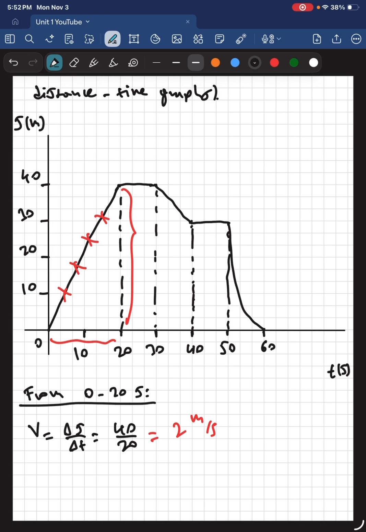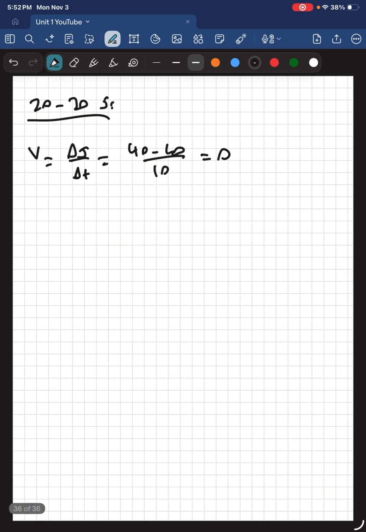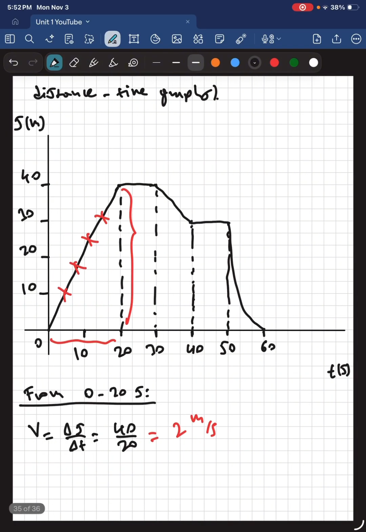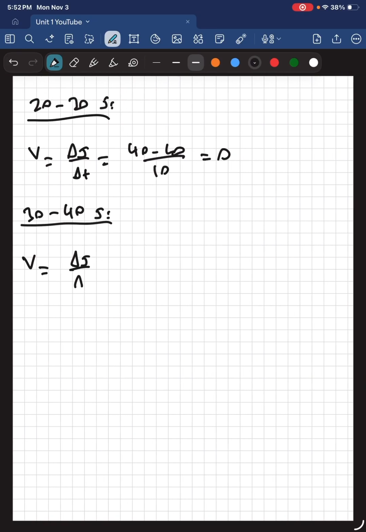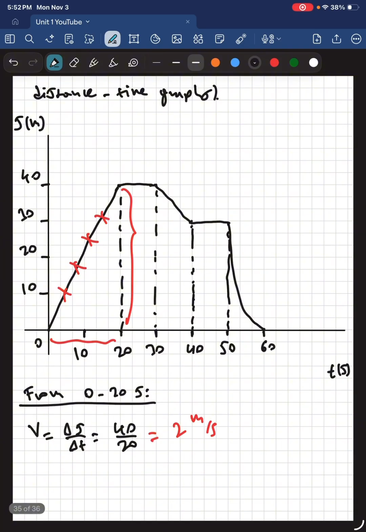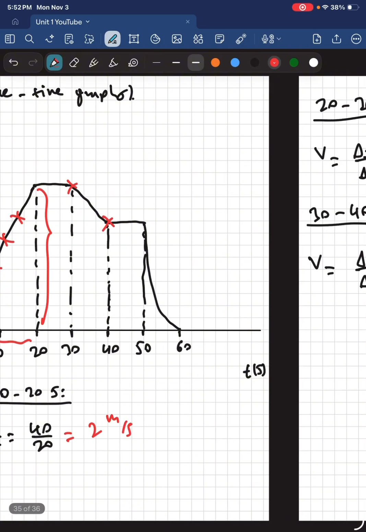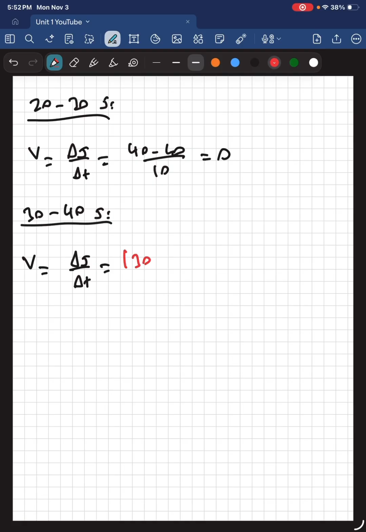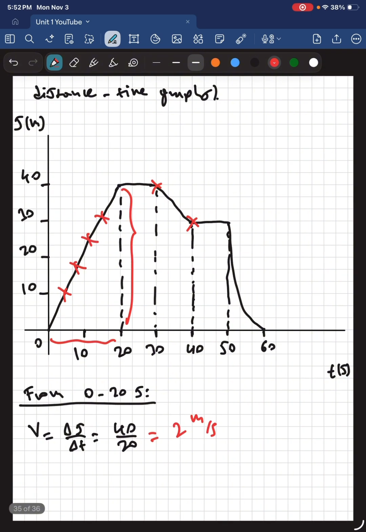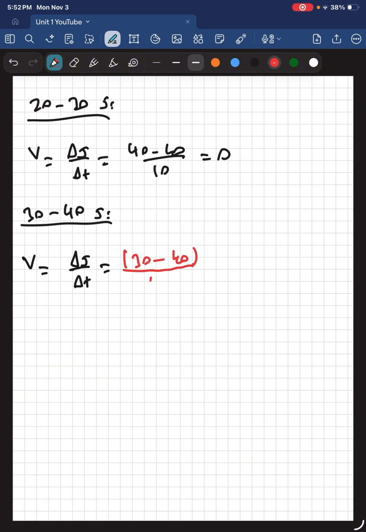So we get 0. The object is stationary. Now from 30 to 40 seconds, we get the velocity is again constant. So let's use delta S over delta T. Now the delta S changed from 40 to 30, so we have to subtract 30, a smaller number, from 40, a larger number. And again, the time interval is 10 seconds.